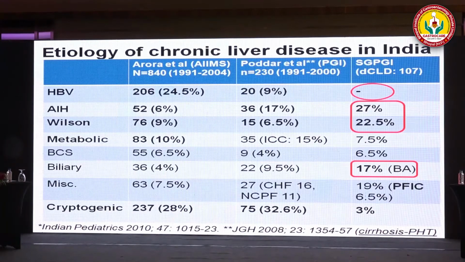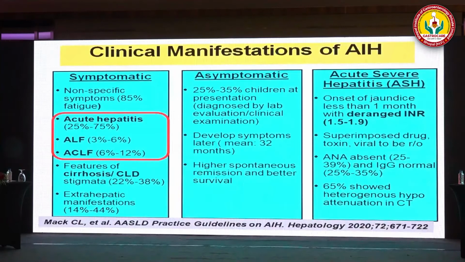So the common causes are autoimmune hepatitis, Wilson, and if it is an infant, biliary atresia; we get a lot of patients of progressive familial intrahepatic cholestasis, etc. So I will try to give you some case-based presentations highlighting the difficulties we face in diagnosing autoimmune hepatitis and Wilson disease. Probably that will help you in your day-to-day practice. I don't think that talking about biliary atresia and PFIC is going to make any sense in this forum.